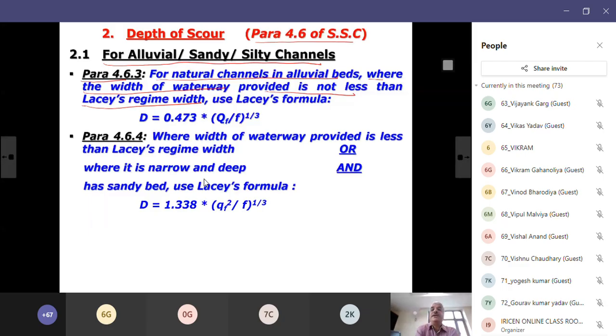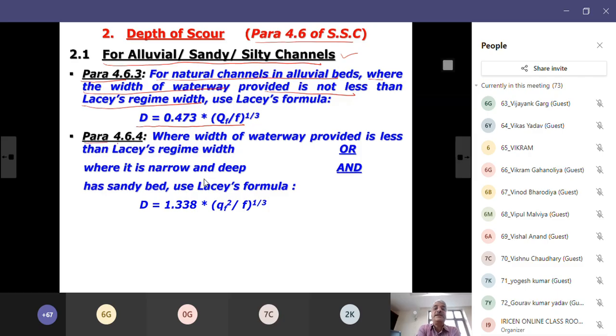So if you have provided more than whatever was required as per Lacey regime width, based on all considerations, RSI, economy, navigation, on the basis of all considerations, and your bed is of this type, then you use this formula. D is cover depth, 0.473 QF by F.